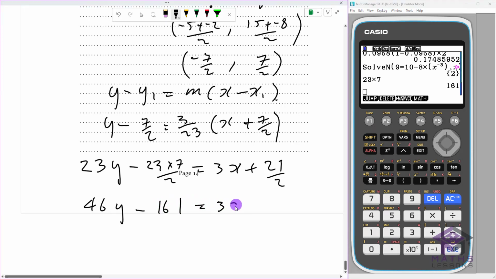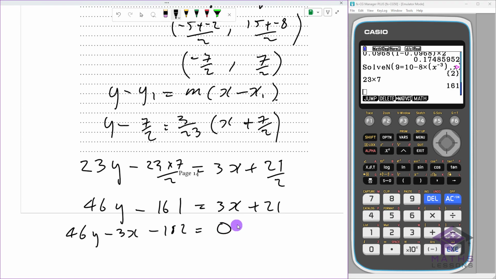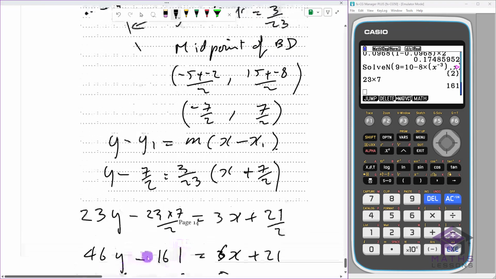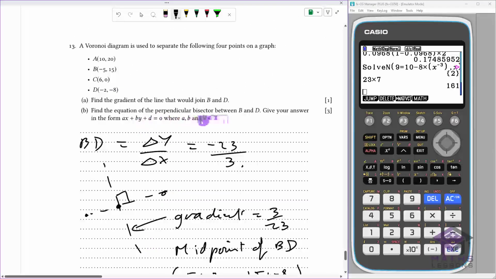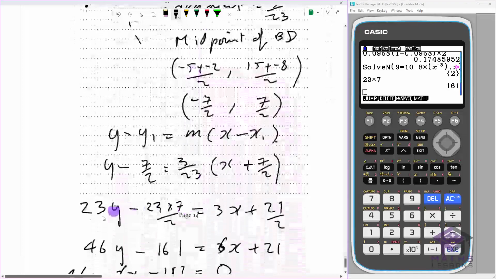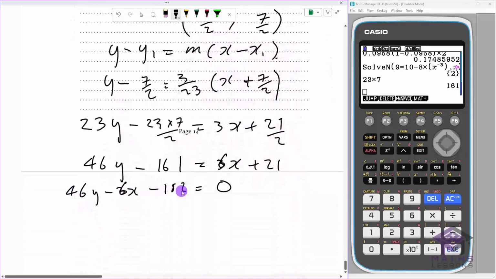equals 3x plus 21. Now it wants it all equal to 0, so we could get 46y minus 3x minus 182 equals 0. And I just made a mistake because I forgot to times the 3 by 2, so that's going to be a 6, and that's going to be a 6 there. And actually we could cancel down this by 2, but this would be a perfectly good answer because these are all integers. Although it's not totally cancelled down because they're all even numbers.